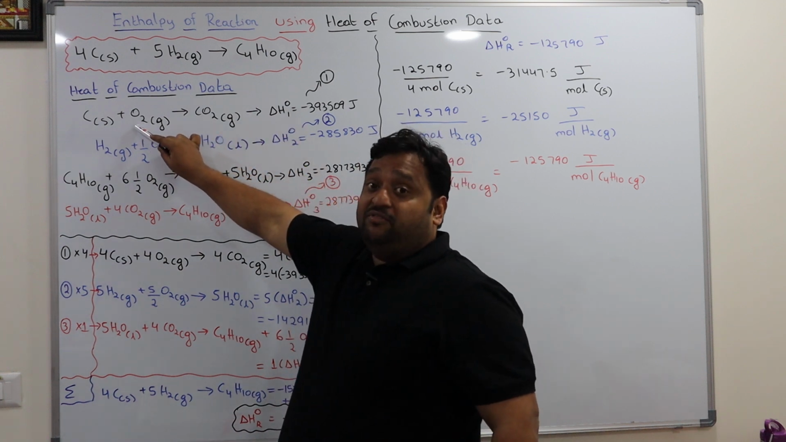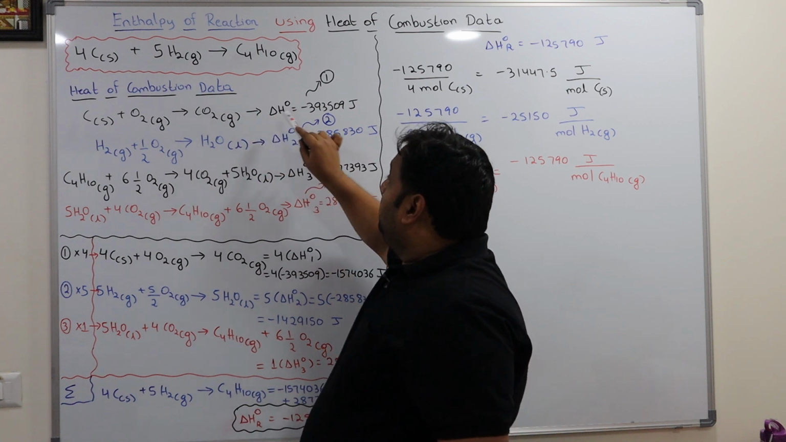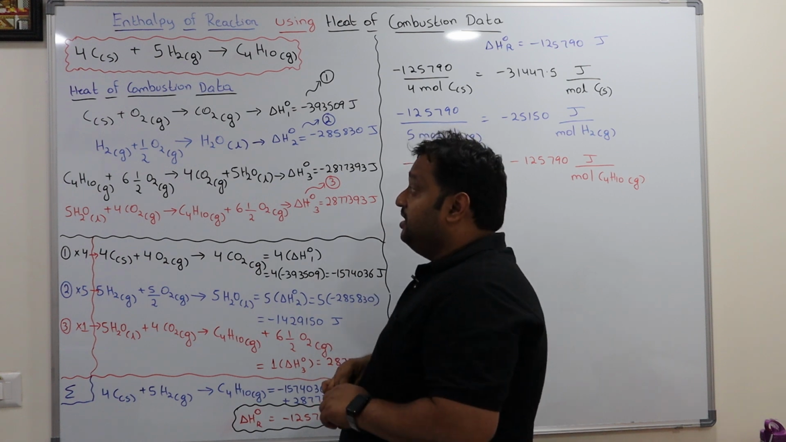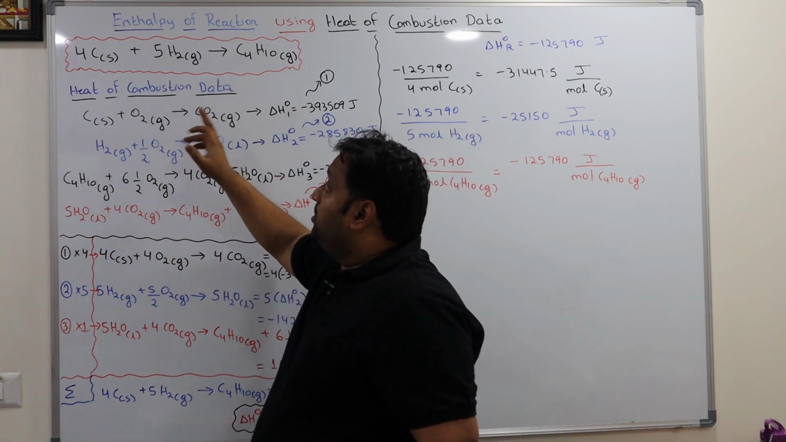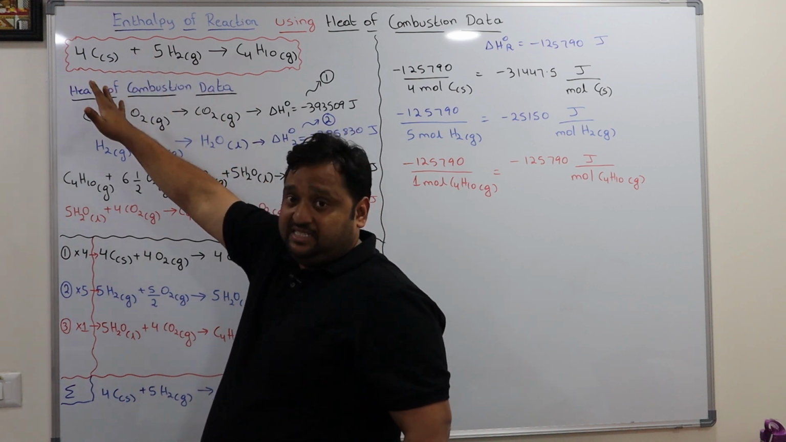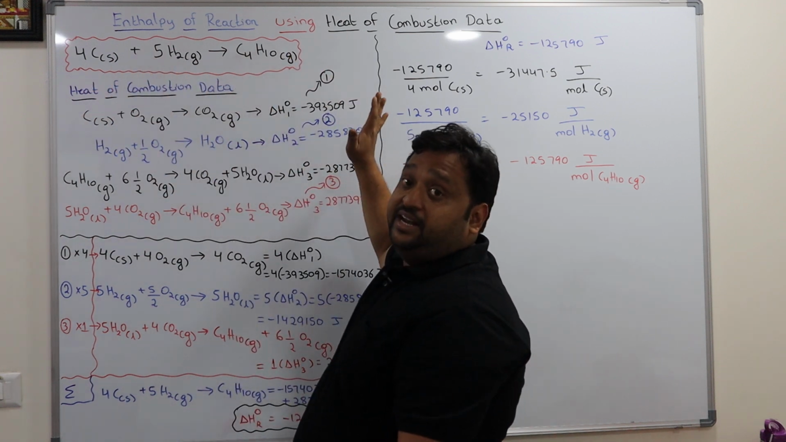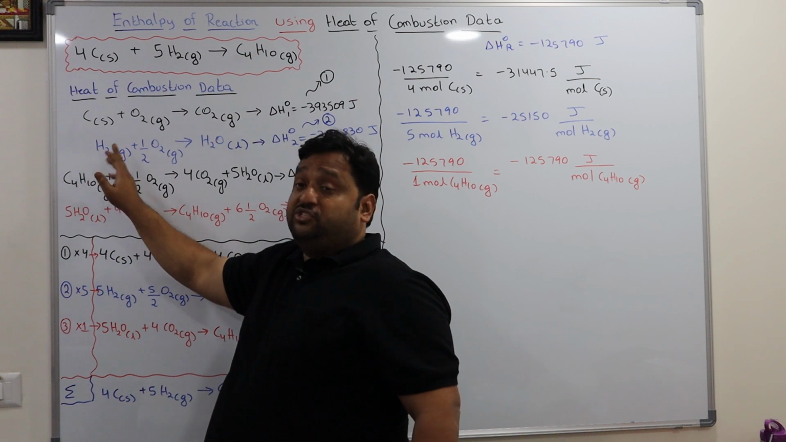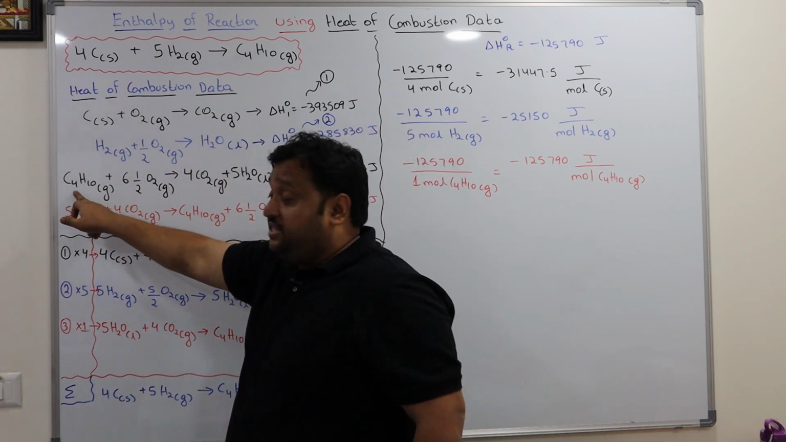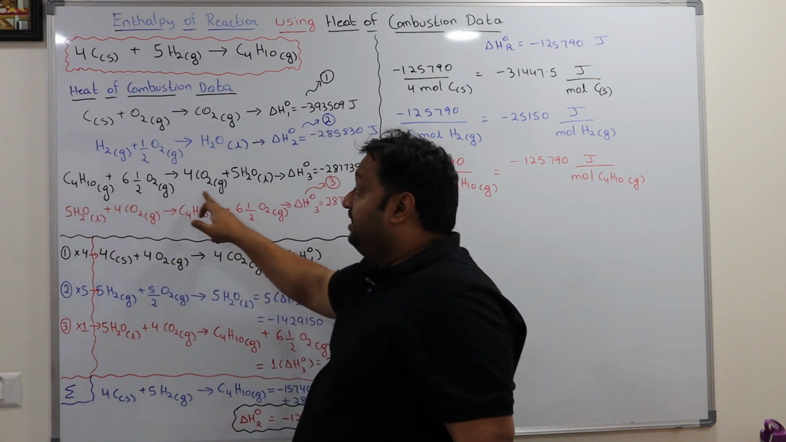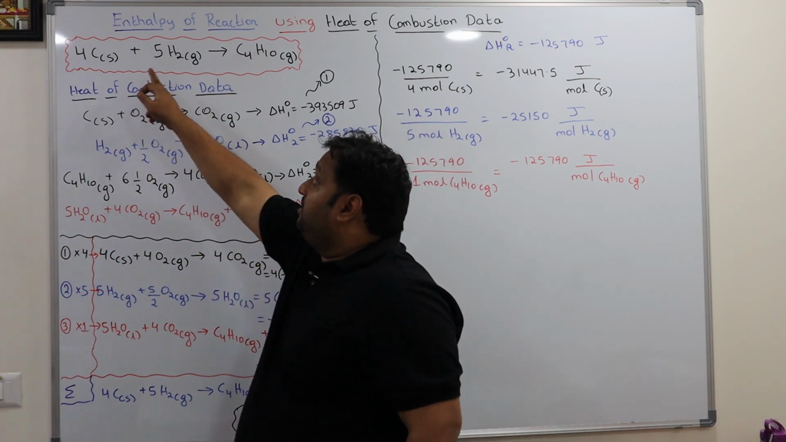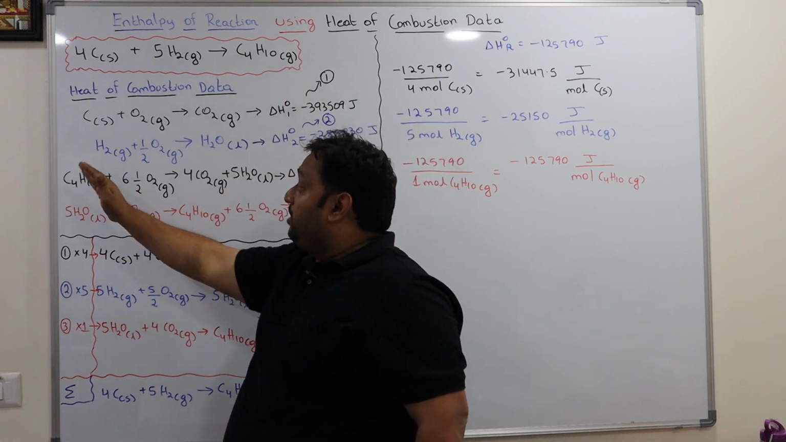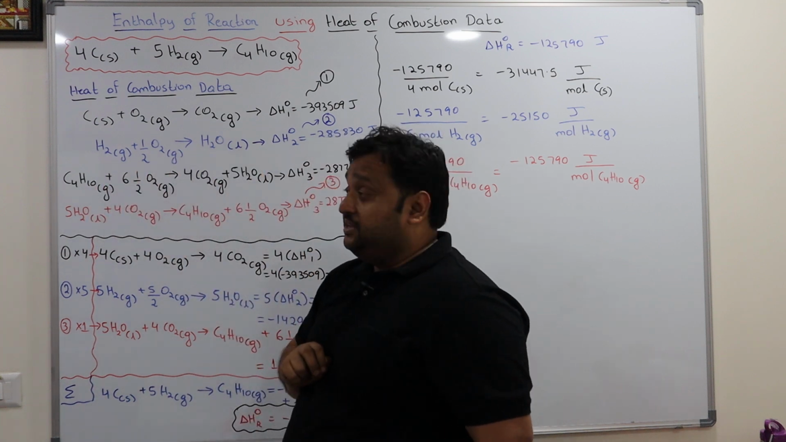I know the heat of combustion data of the first reaction, the second reaction, and the third reaction. If you observe, carbon and hydrogen are on the left hand side in their reactions, but C4H10 is also on the left hand side in its combustion reaction. But in our reaction, C4H10 is on the right hand side. So somehow we have to get C4H10 on the right hand side.